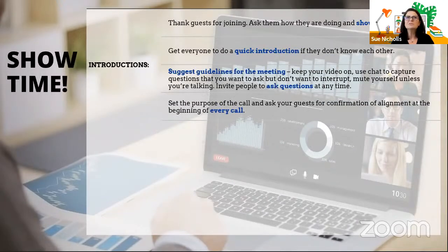You want to make sure you do introductions, make sure that you show interest in everyone. Don't just jump in and start doing things. Even if it's your team, make sure that you have a little bit of discussion or a funny thing, or make sure everyone knows each other, suggest guidelines for the meetings, set the purpose of the call and what you're trying to do.